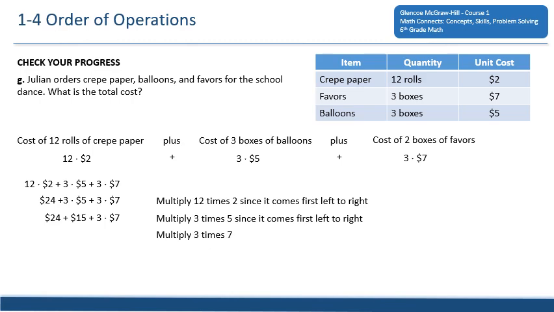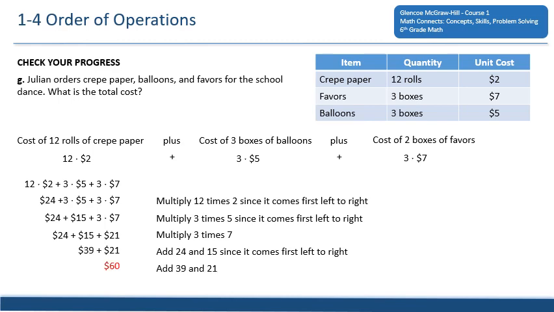And then the final multiplication is 3 times 7, and we end up with an expression with all addition in it: 24 plus 15 plus 21. Now we're going to add 24 and 15 and get 39, plus 21 equals 60.